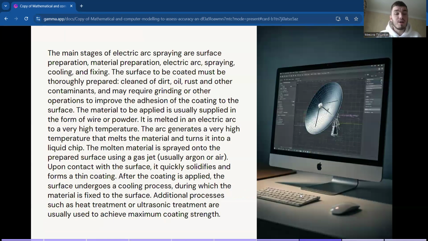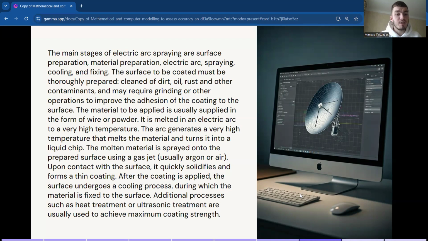The main stages of electric arc spraying are surface preparation, material preparation, electric arc spraying, cooling, and fixing. The surface to be coated must be thoroughly prepared, cleaned of dirt, oil, rust, and other contaminants, and may require grinding or other operations to improve the adhesion of the coating to the surface.